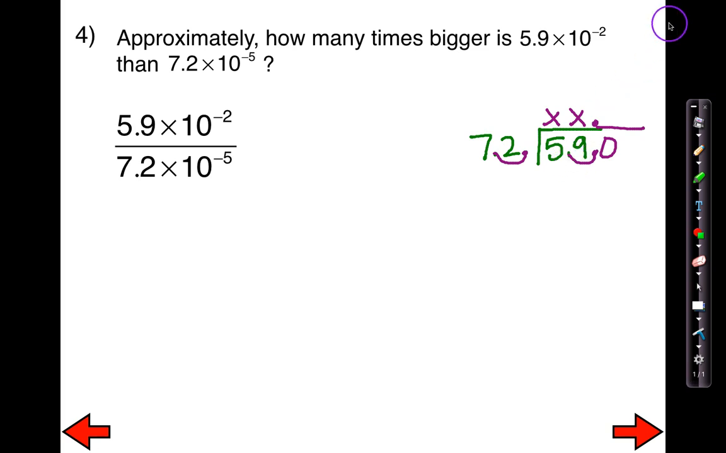I would say about 8 times. So let's try 72 times 8. 56, 57. Whoops, that's not 5. 57. Now, is that enough, or should we add another one? That's actually enough. So I'm going to go ahead and put an 8 and put 576.